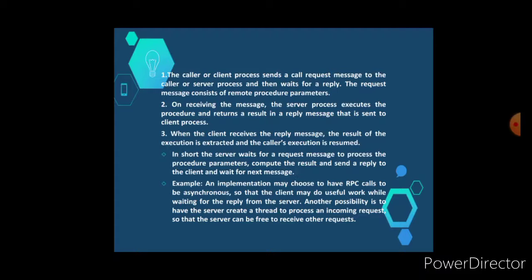The two processes may be on the same system, or they may be on different systems with a network connecting them. By using RPC, programmers of distributed applications avoid the details of the interface with the network. On receiving the message, the server process executes the procedure and returns a result in a reply message that is sent to the client process. When the client receives the reply message, the result of the execution is extracted and the caller's execution is resumed.